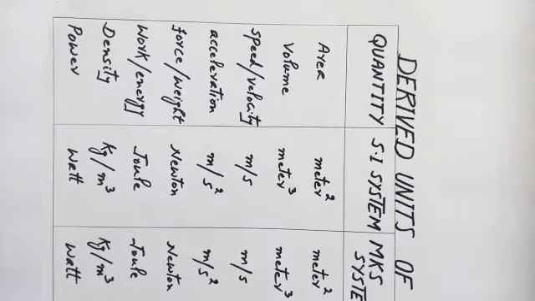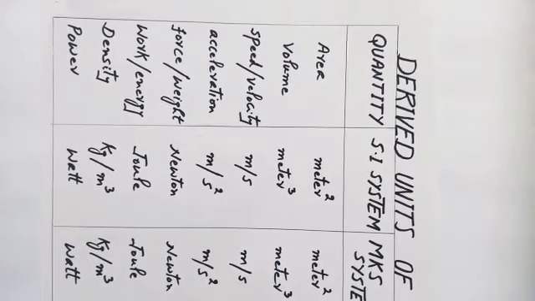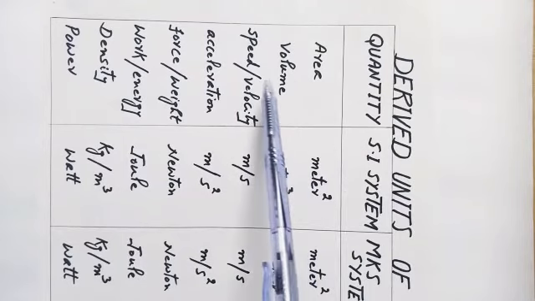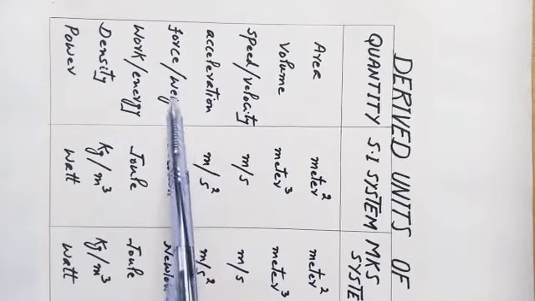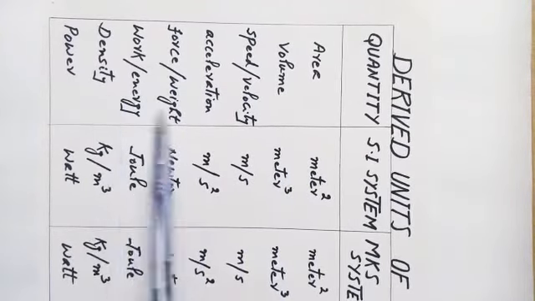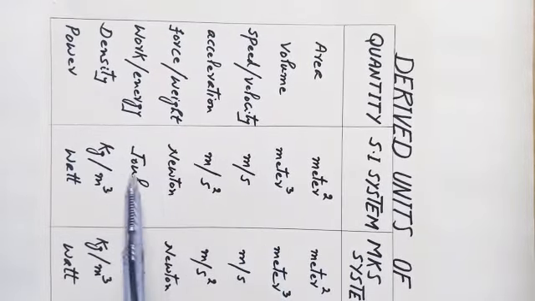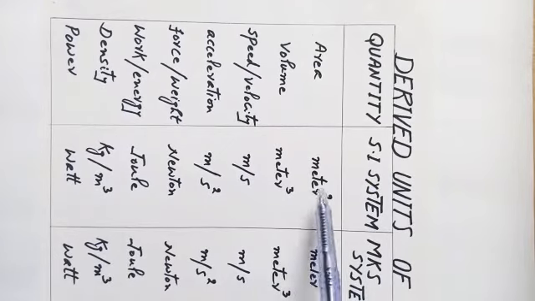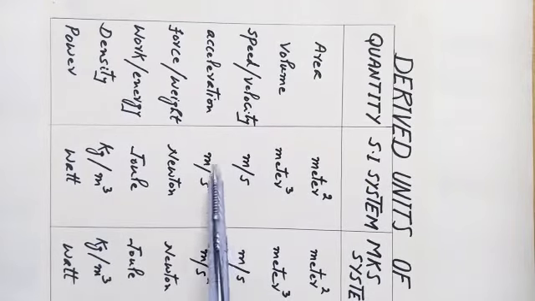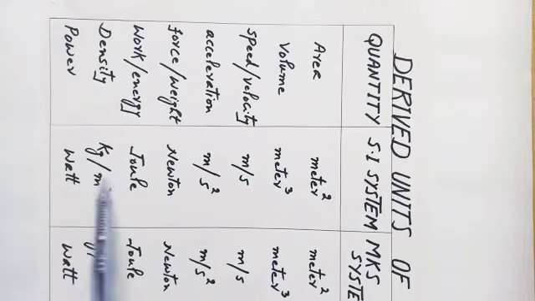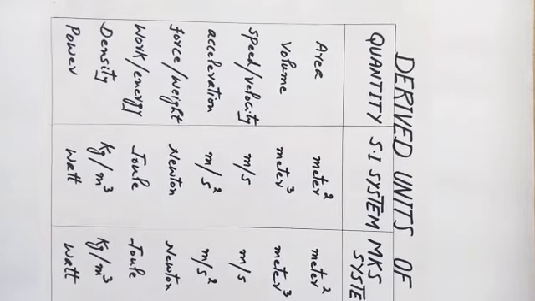Now this is the chart of the derived units of the 4 systems. These are the quantities, that is area, volume, speed, velocity, acceleration, force, weight, work, energy, density, power. Now these are the derived units of SI system, that is meter square, meter cube, meter per second square, Newton, joule, kilogram per meter cube, watt. These are derived units of SI system.